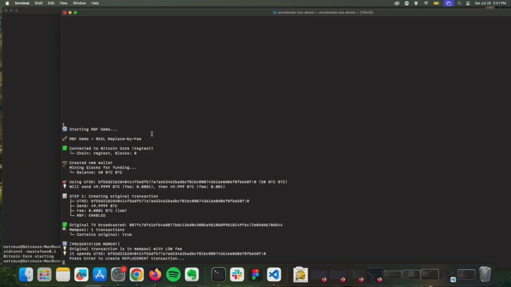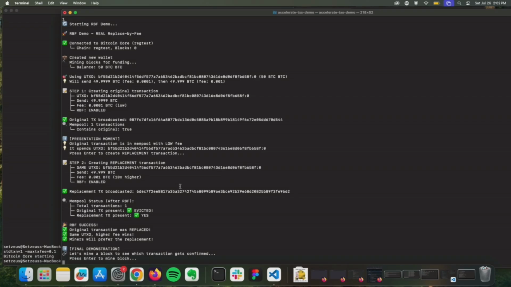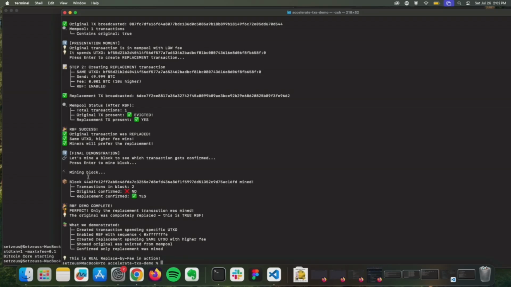But you guys follow along. What we're doing is we're first creating a transaction with this UTXO. And we're broadcasting it with fairly low fees and with RBF enabled. So if you go ahead and press enter, we're going to create a replacement transaction which uses the same UTXO, BF55D, except now with a 10 times higher fee. And if we go ahead and press enter again, we will see that that second transaction will be confirmed.